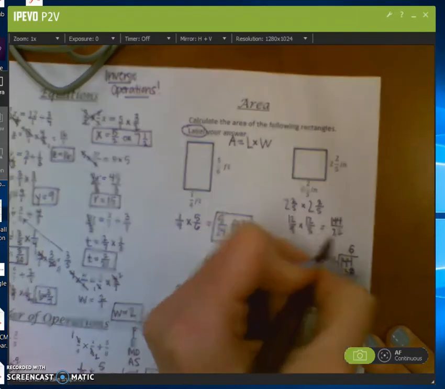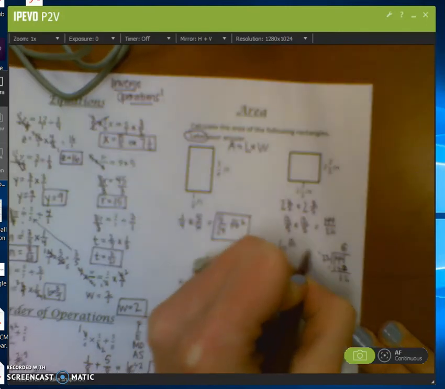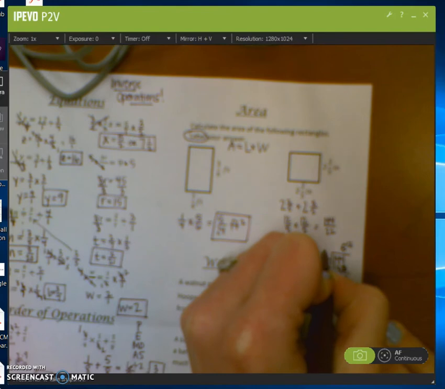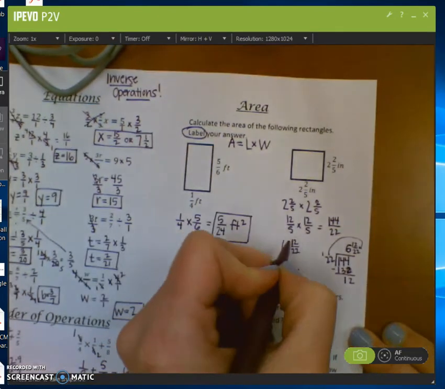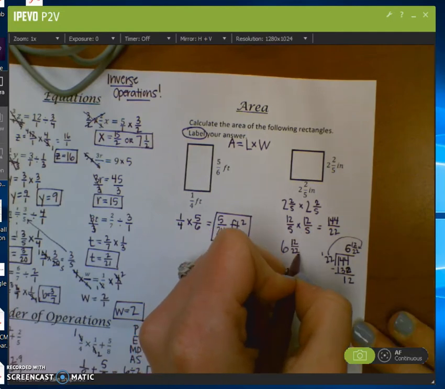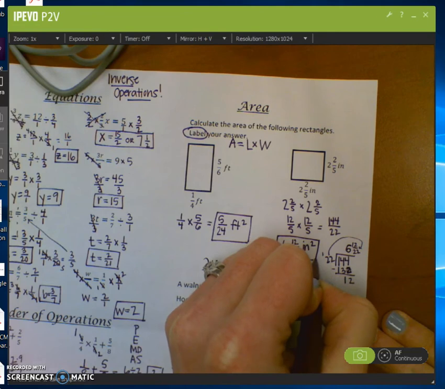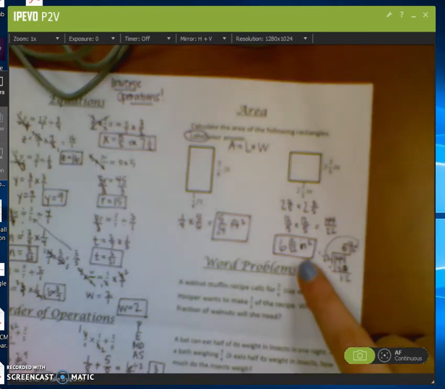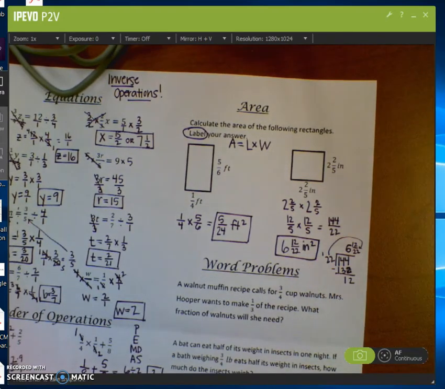I always take my whole number 6 and then put my remainder 12 over my divisor 22. That's how you guys have seen me write it before. So this answer is 6 and 12/22 inches squared. Remember, on those word problems and area problems, we don't want to forget our labels. So this final answer is 6 and 12/22 inches squared.